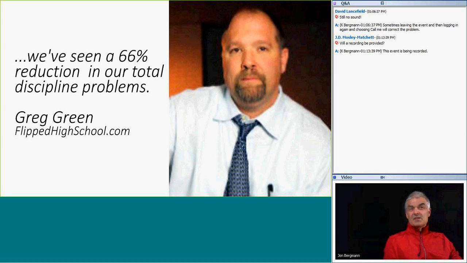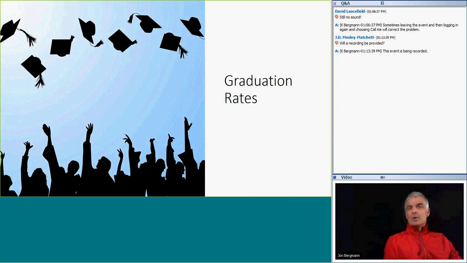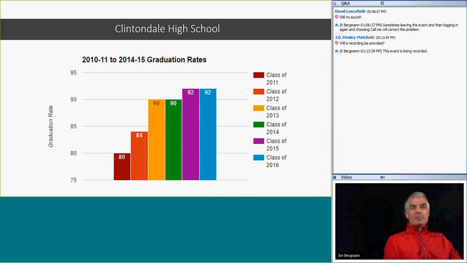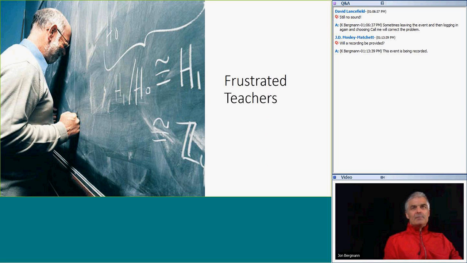At Clinton High School, they saw a 66% reduction in the total number of discipline problems. People, that's huge. At the school, they saw graduation rates significantly improve. They flipped their whole school, by the way, and started flipping in 2011, I guess. The graduation rate is up to 92% now.